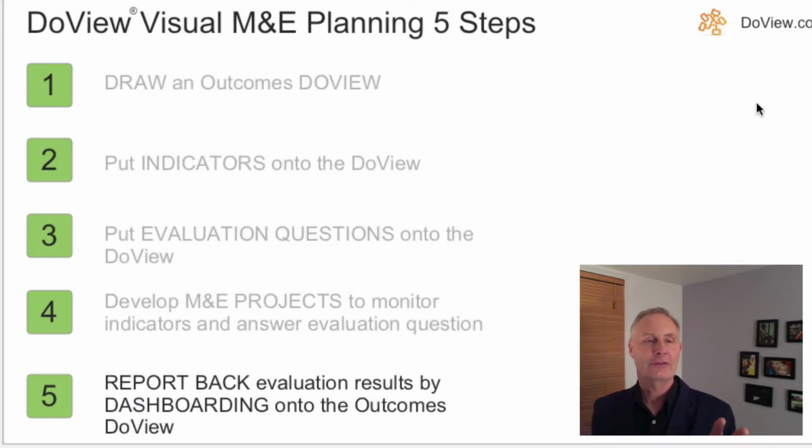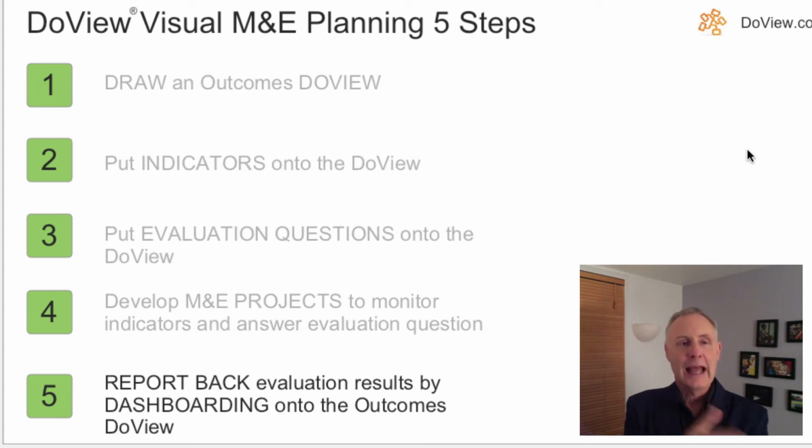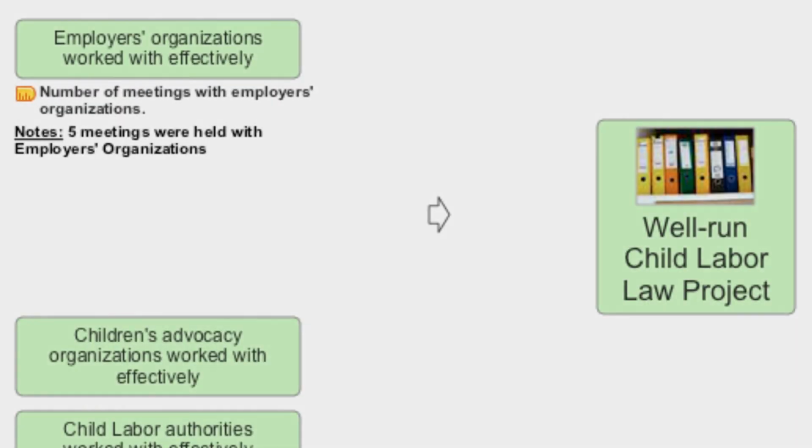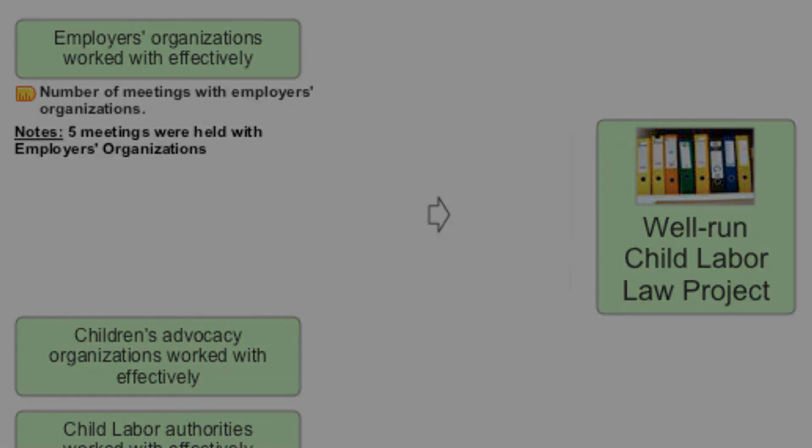We're now on to the fifth and final step within the DoView M&E planning process, and this one is reporting back or dashboarding onto your visual DoView the results of your monitoring and evaluation. Let's have a little look at that for a moment. Here, if you remember, at this level, the green level within our model, we had the number of meetings with employers' organisations, and you can see we're reporting the results back there. 5 meetings were held with the employers' organisations. And that's an example of reporting back on an indicator.